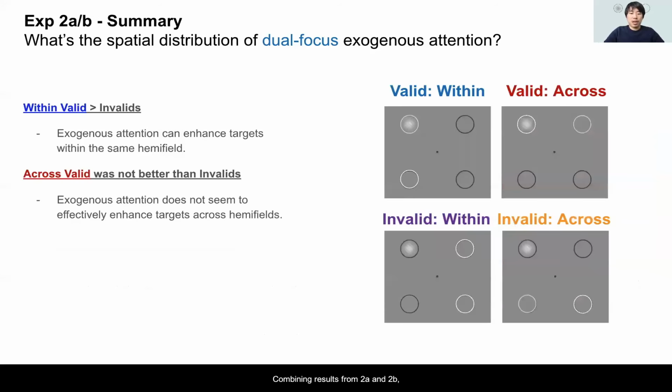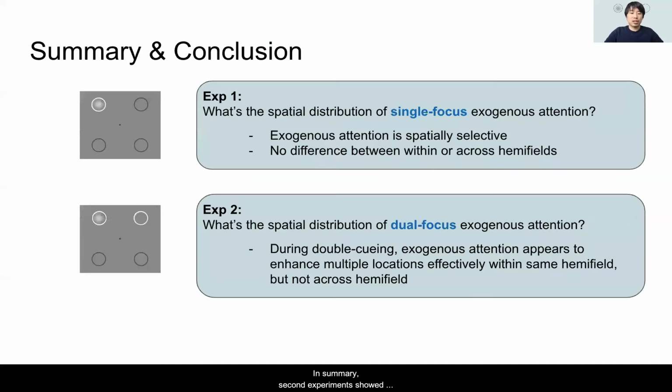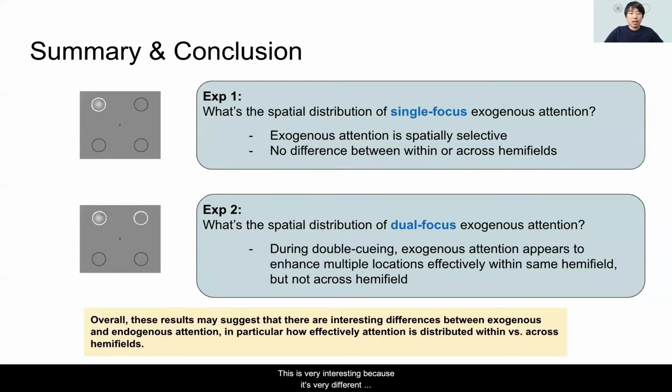Combining results from 2A and 2B, within valid condition was significantly better than invalid conditions, suggesting that exogenous attention can enhance targets within the same hemifield. Across valid was not better than invalid, showing that exogenous attention cannot really enhance targets across different hemifields. In summary, second experiments showed that during double cueing, exogenous attention can enhance multiple targets within the same hemifield, but not across different hemifields. This is very interesting because it's very different than what people have found for endogenous attention. With endogenous attention paradigms, people tend to find that it's much easier to enhance multiple targets across different hemifields.